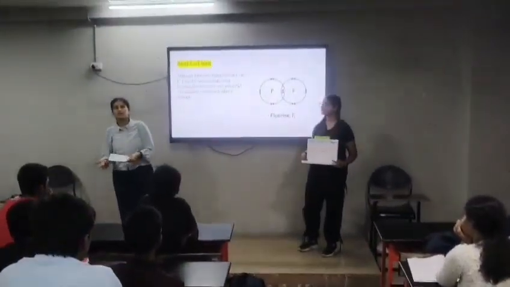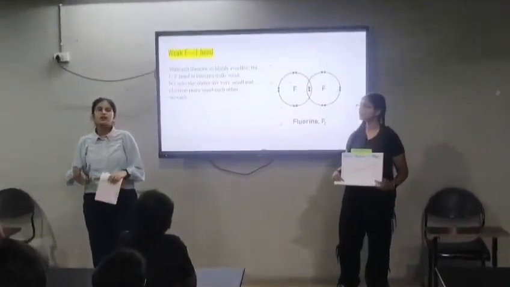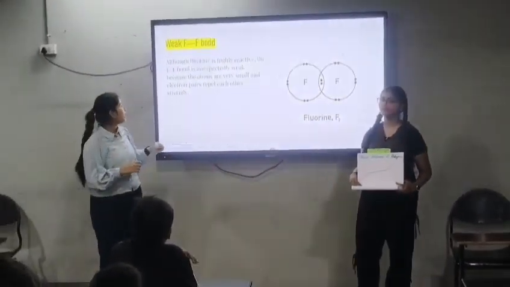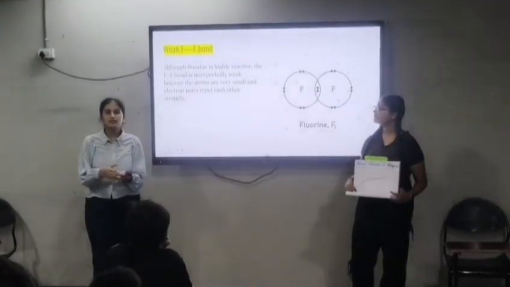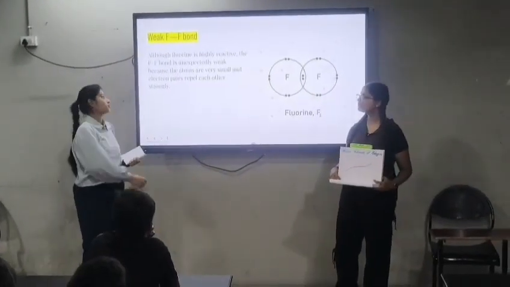Fluorine forms a covalent bond, but contrary to expectations, this bond is very weak due to its small size and high electronegativity. The electron pairs repel each other very strongly.